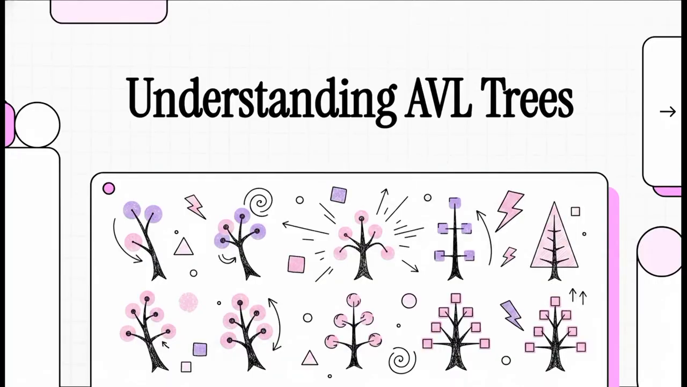Hey everyone, and welcome. Today we are diving into a really fundamental data structure, something every computer scientist should know, the AVL tree. It's kind of the secret sauce behind some of the fastest software you use every single day. So let's jump right in and see how it all works.